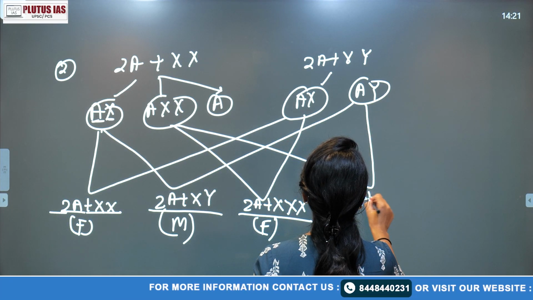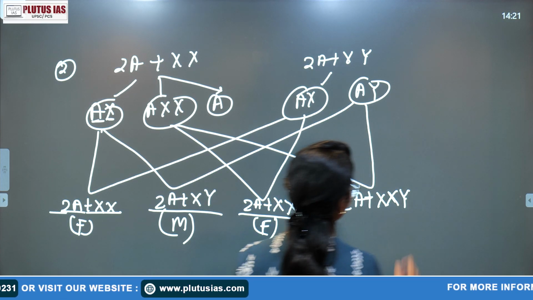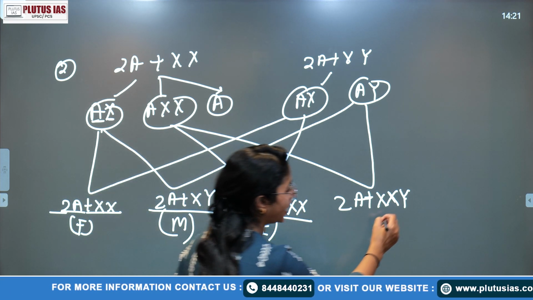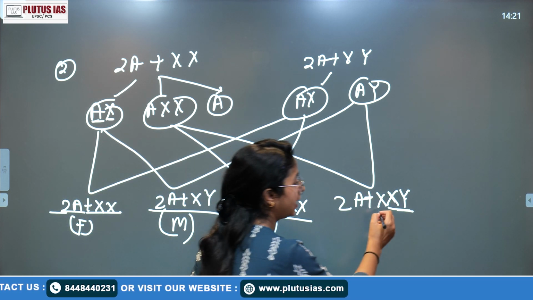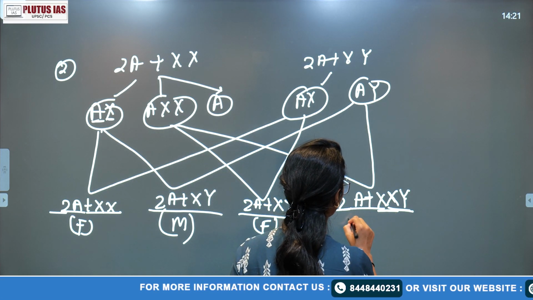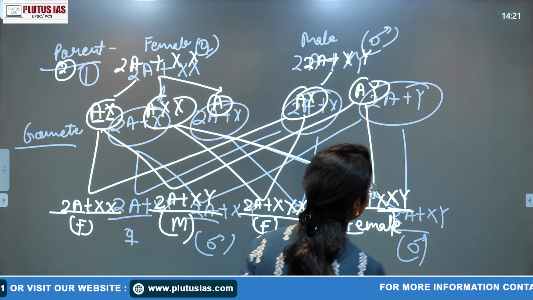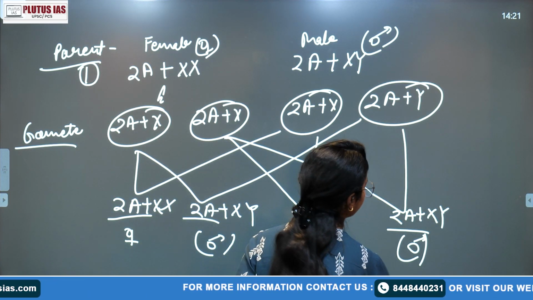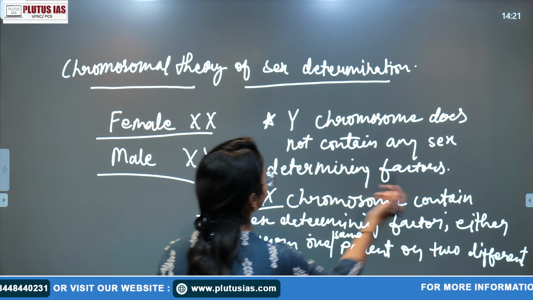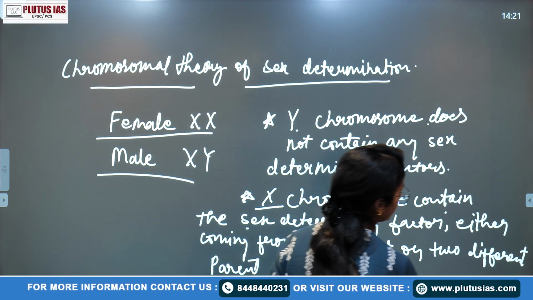There is 2a plus x and y. So tell me guys, what will be this condition? Because here the xy is also present and xx is also present. So this will be your female. While the Y chromosome is present, this is some of the difference that we just write here. The X chromosome contains the sex determination factor, while the Y chromosome does not contain any sex determination factor.